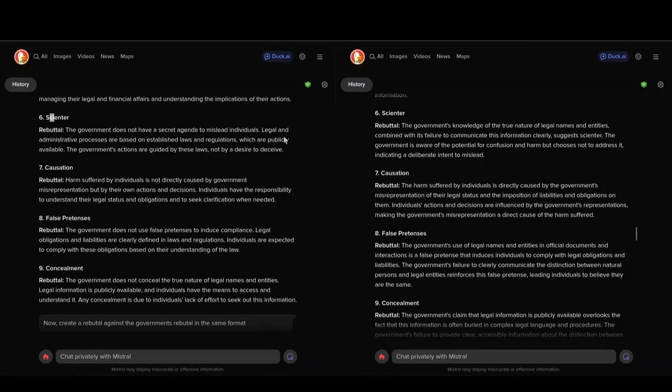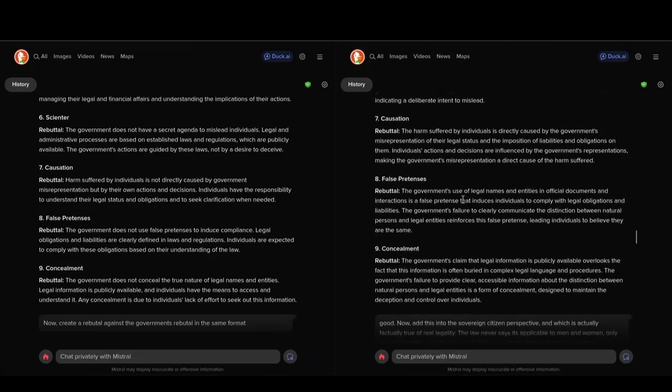So I didn't identify with a legal name. I didn't identify as the legal name. Sure, I have a legal name, but it's not me. It's two totally different things. The government is aware of the potential for confusion. Even just the potential. Of course, there's a potential. You can't deny that there is a potential for confusion and harm, but they choose not to address it, indicating a deliberate intent to mislead.